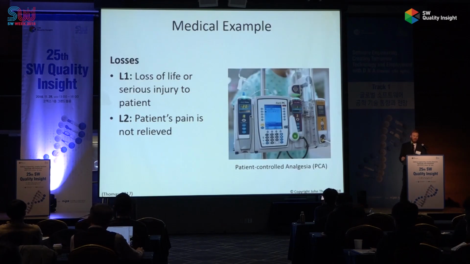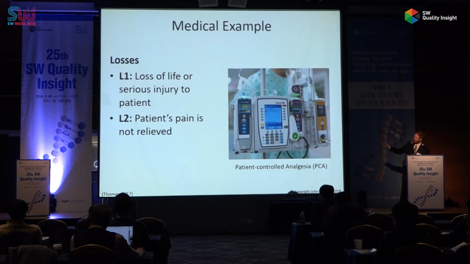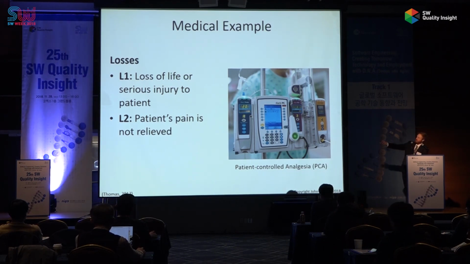Identify losses. We start with extremely high level. We don't start with the software. We start with the goal of the whole thing. This is a medical example. There's a piece of software in here to control medicine for pain relief that goes to the patient. Here's a button the patient can press. We don't start with the software. We start with this. What are we building this for? What are we trying to prevent? We're trying to prevent loss of life because there's an overdose concern, and we're trying to make sure the patient's pain is relieved. The rest of STPA is going to find every way the software can cause these 2 things.